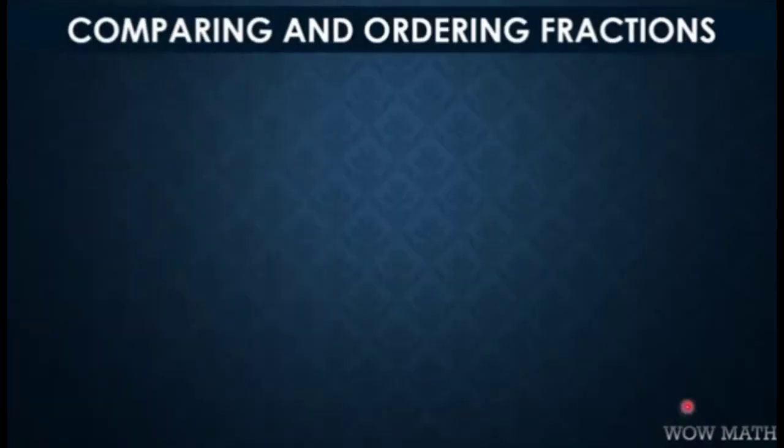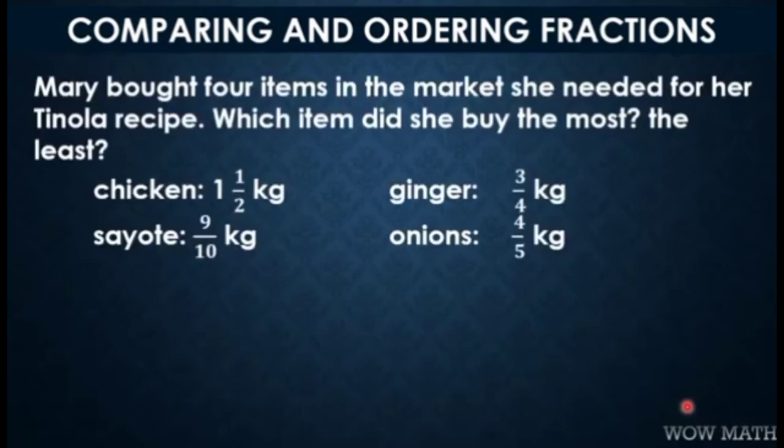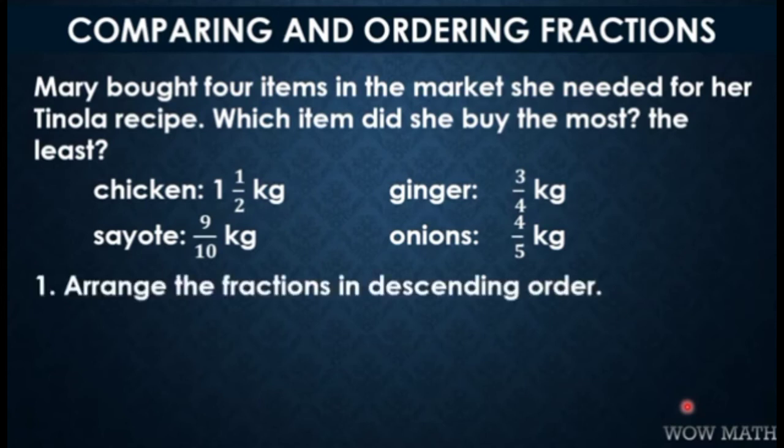Now, let's have the comparing and ordering of fractions. Mary bought 4 items in the market she needed for her tinola recipe. Which item did she buy the most and the least? So, first step is arrange the fractions in descending order. When we say descending, from highest to lowest. So, magsisimula ka sa mataas, pababa, para malaman natin kung ano yung item na pinakamarami or pinakamabigat niyang binili at yung pinakakonti.